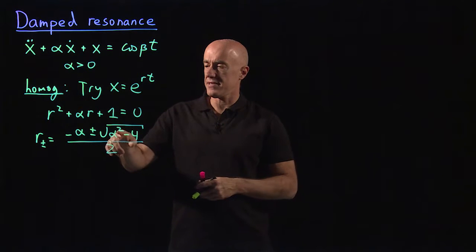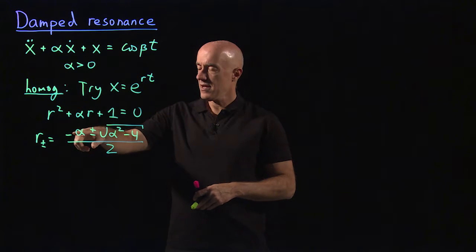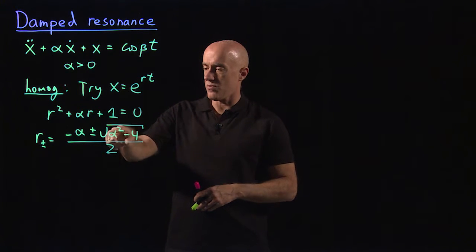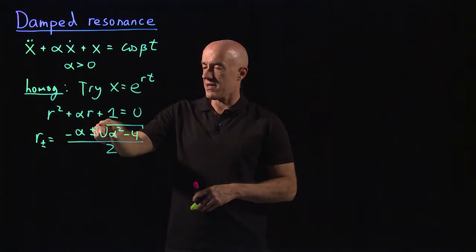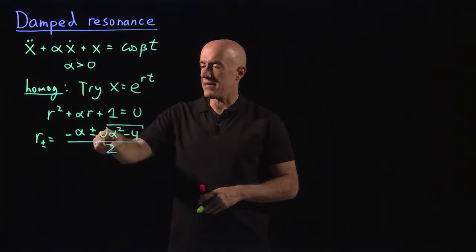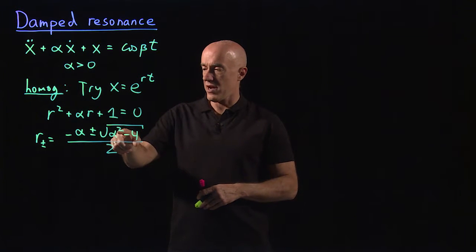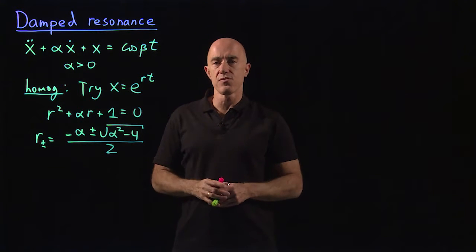The first case is alpha squared minus 4 is positive. Then we have minus alpha plus the square root of alpha squared minus 4, which is smaller than alpha. So minus alpha plus something smaller in magnitude than alpha will be negative. Minus alpha minus the square root will also be negative. So in the case where you have 2 distinct real roots, both of the roots are negative.